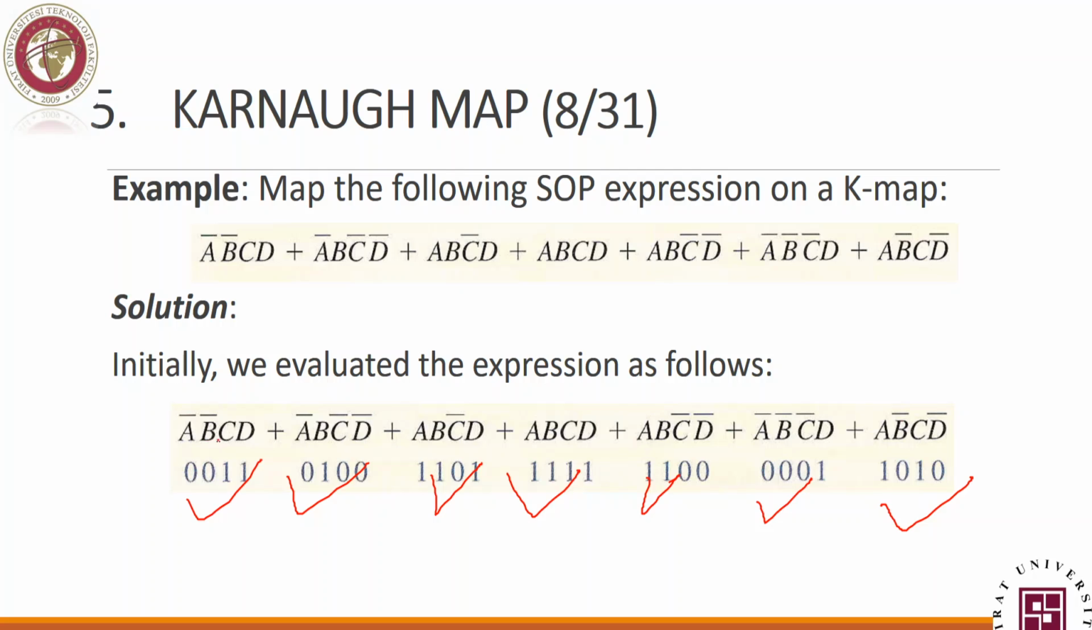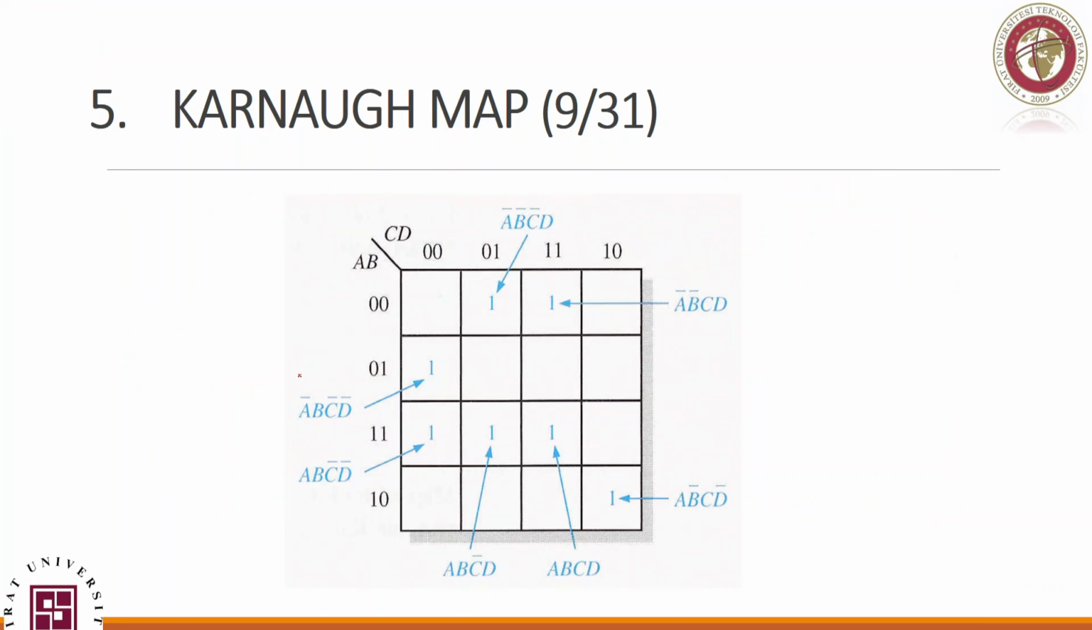The first one is A bar, B bar, C, D, or 0, 0, 1, 1. From here, 0, 0, 1, 1 here, you place 1. Then 0, 1, 0, 0, this one, then 1, 1, 0, 1, and then 1, 1, 1, 1, and so on. You carry on, just placing them based on their digital value in these here.